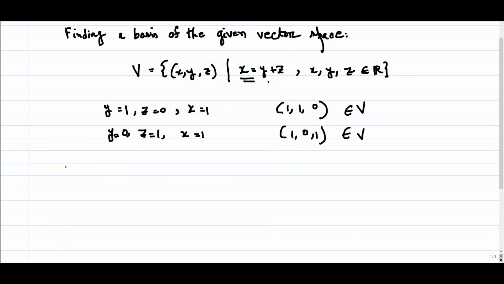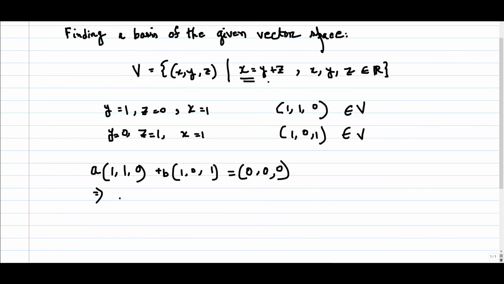Now how can we check it? For a basis we need two properties. First of all, they have to be linearly independent. So let us see. Suppose a times the first one, (1, 1, 0), plus b times the second one, (1, 0, 1), is equal to (0, 0, 0), which is the 0 vector in R3, or rather the 0 vector in this vector space.